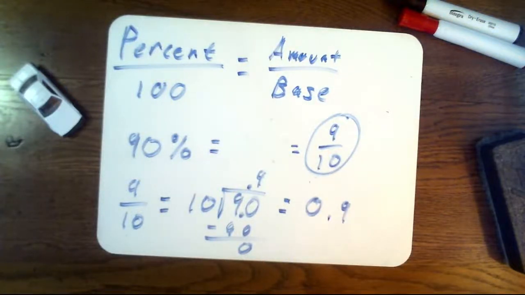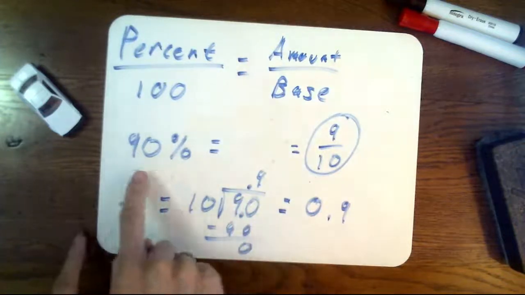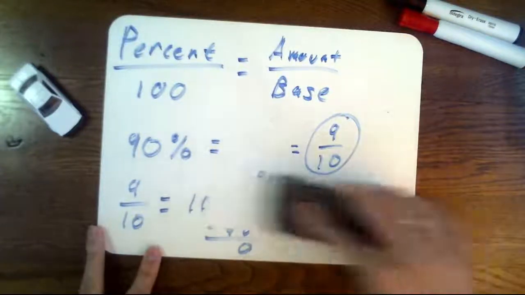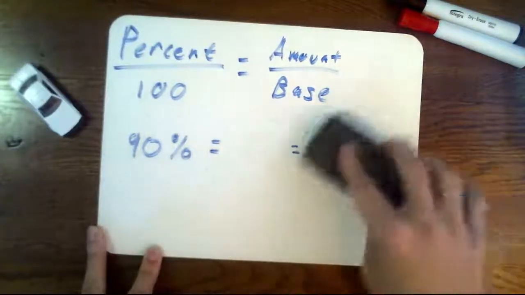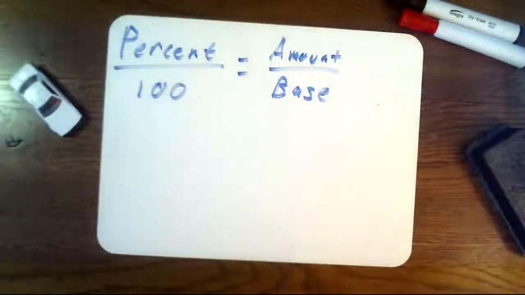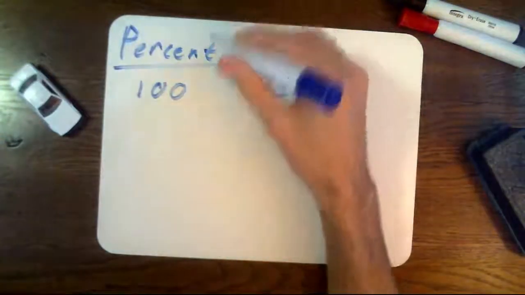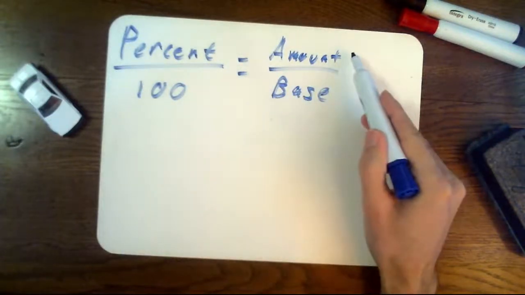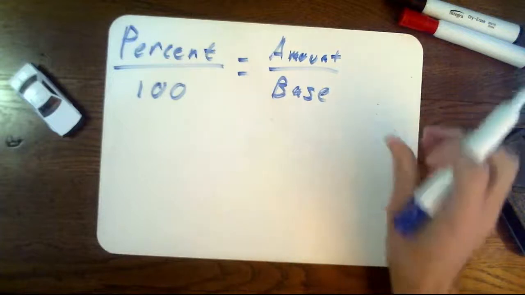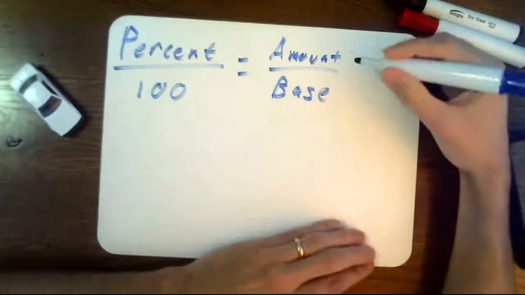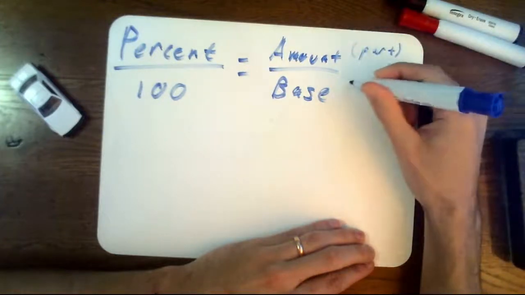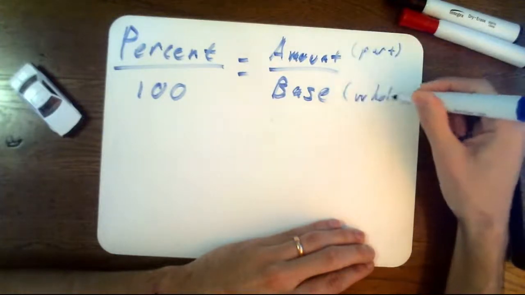So this is just a quick how-to method, like how to switch from percent to a fraction, and from a fraction to a decimal. I'll go into more examples of that later on, but onto this formula. A percent is always out of 100. So we have percent out of 100 equals an amount over a base. Sometimes this is referred to as the part, and this is referred to as the whole.